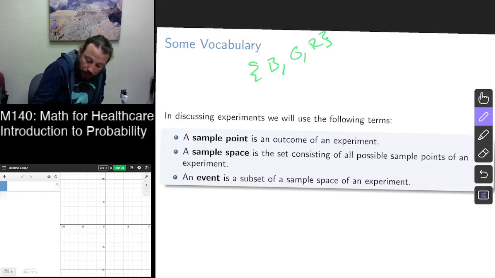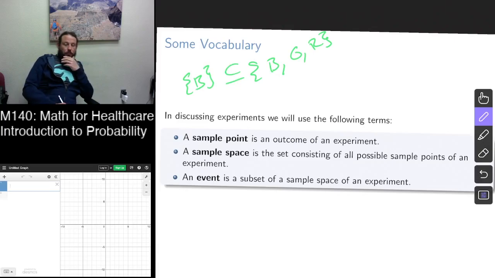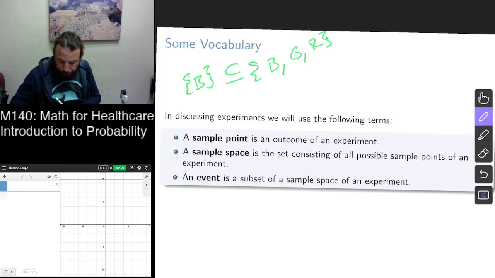Say the event was getting a blue. Well, that's certainly a subset of this sample space. And that's important. It has to be a subset. If it's not in that sample space, it's not possible to do.